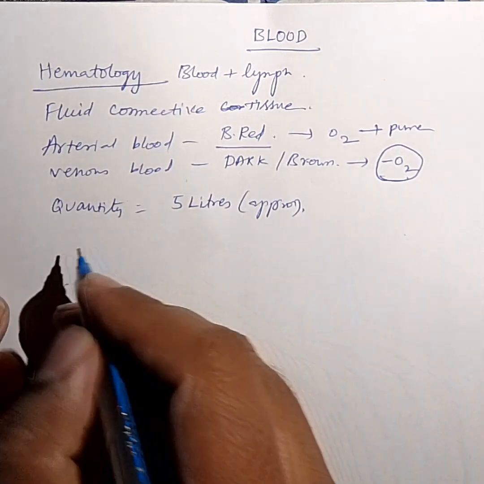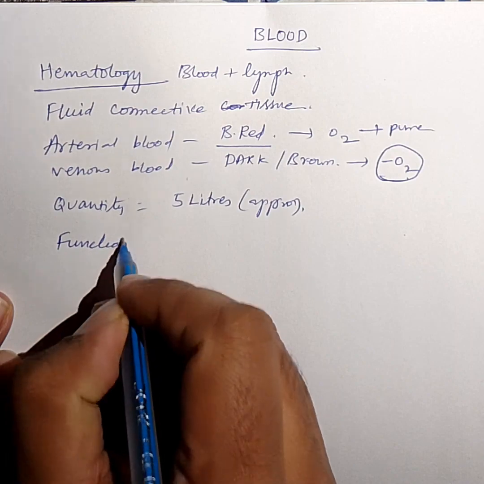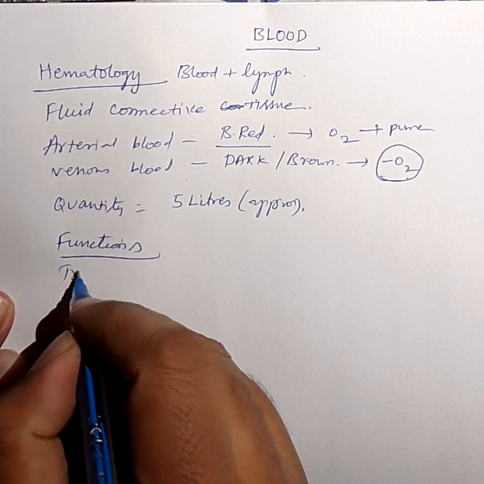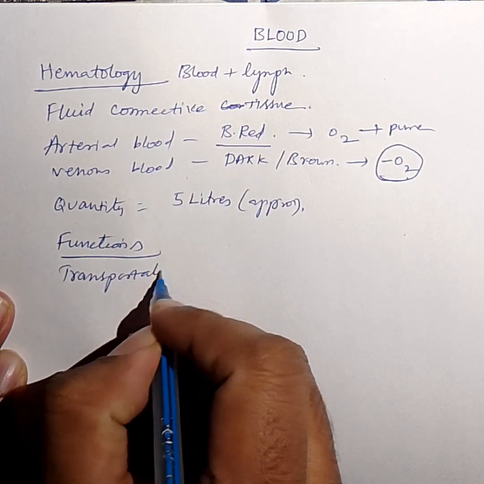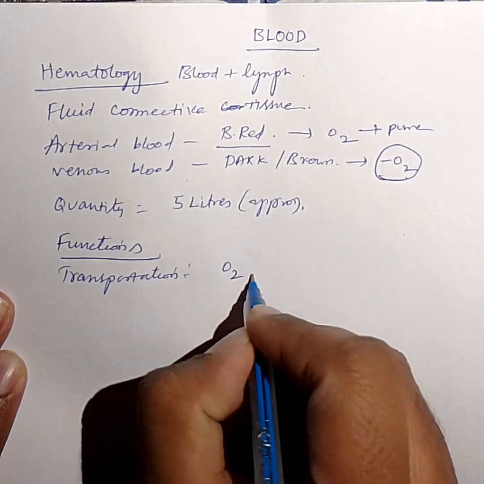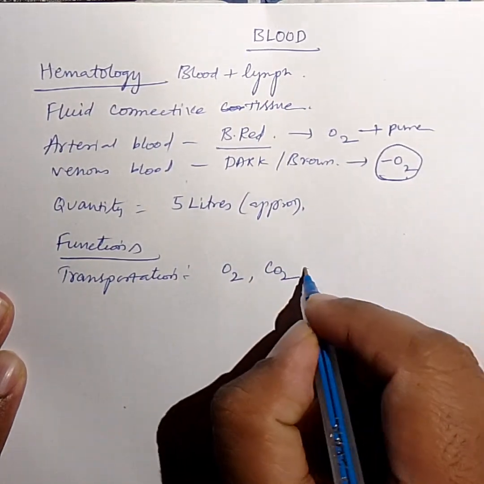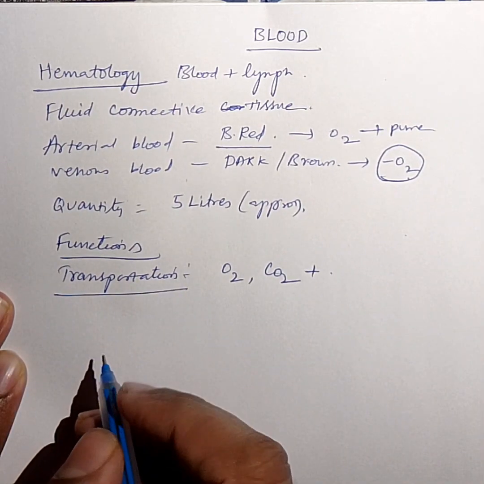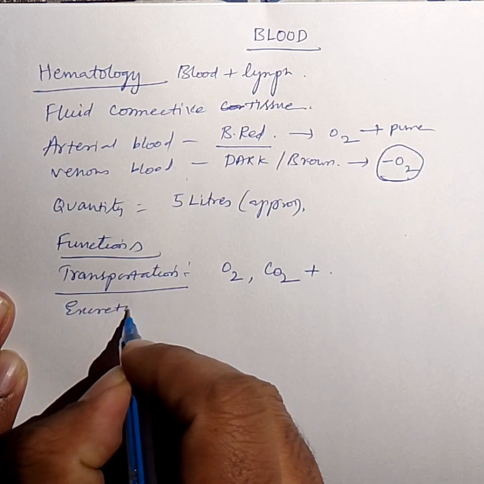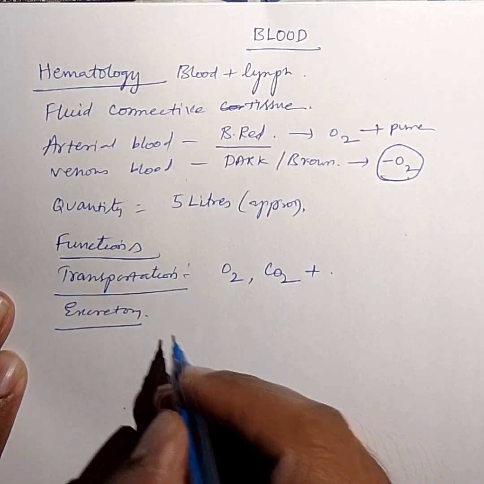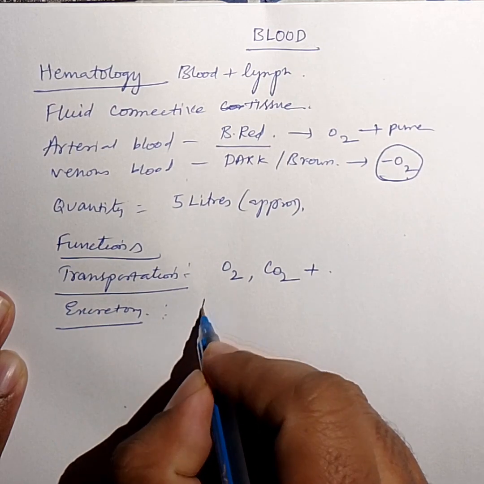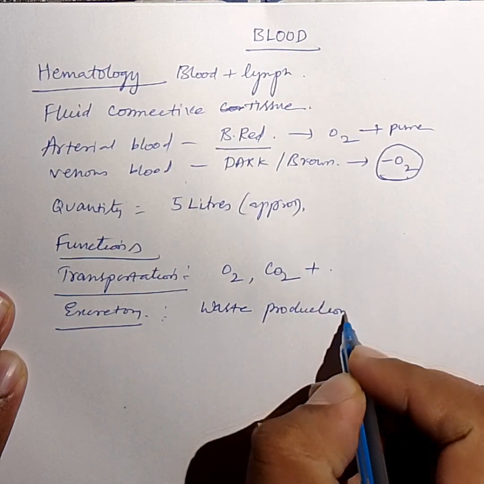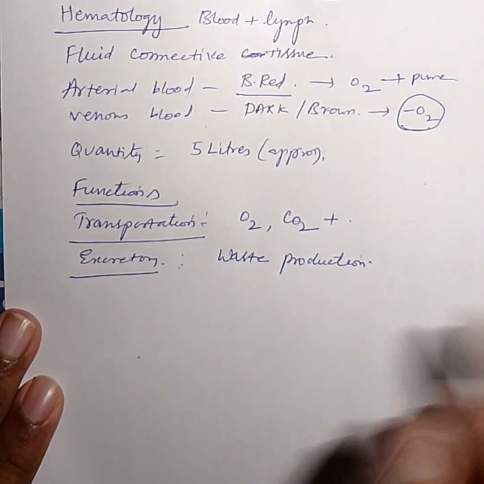And coming to the functions, what are the functions of the blood? Mainly the blood is useful for the transportation of gases, mainly oxygen and carbon dioxide, and the remaining gases can also be transported with the help of blood. And coming to the excretory function, the blood also performs excretory function. It can excrete the waste products which are not useful for our body through the process of excretion.